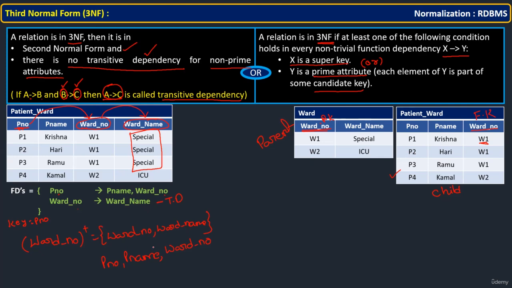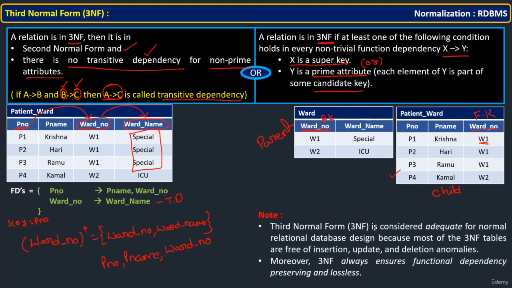So now from this, let us have one simple note: third normal form is considered adequate for normal relational database design because most of the 3NF tables are free from, very importantly, these anomalies. We are able to eliminate these anomalies if any table is in the third normal form. So that is insertion anomaly. If I want to create one more ward, I can create it here though there are no patients. I can insert here W3, some XYZ name, right? Is it or not? So insertion anomaly is not there.